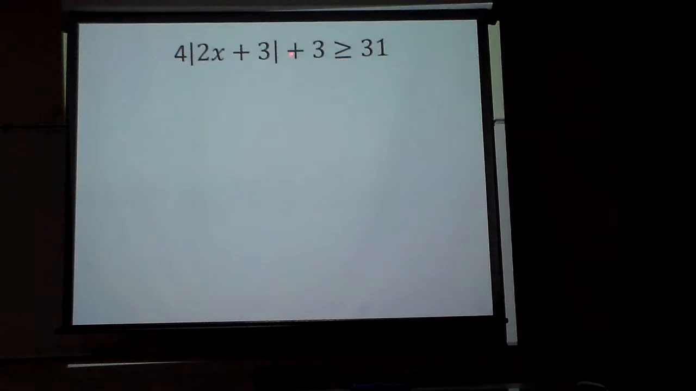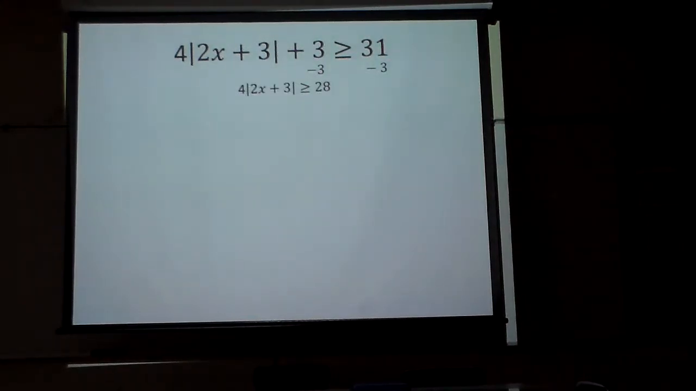And the first thing I want to do is I need to get the absolute value by itself before I can actually do absolute value, like whether it's an and or an or and those kind of things. So first off, would you rather do the multiply or the add? Well, it's usually easier to undo the adds first, so I would undo the adding 3 by subtracting 3. Well, 3's will cancel, and 31 minus 3 becomes 28.